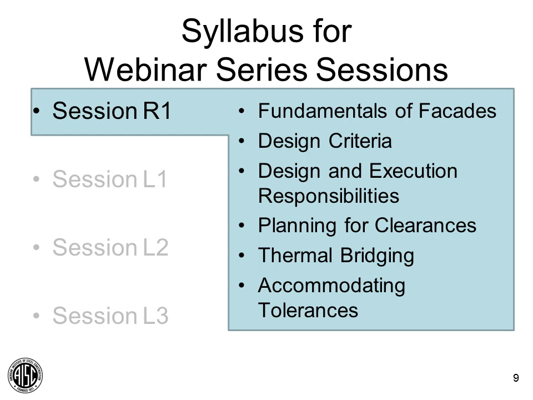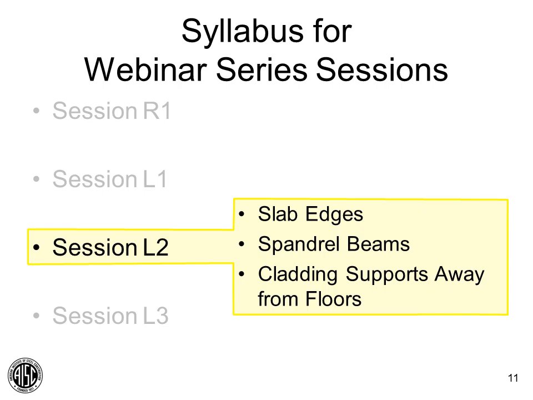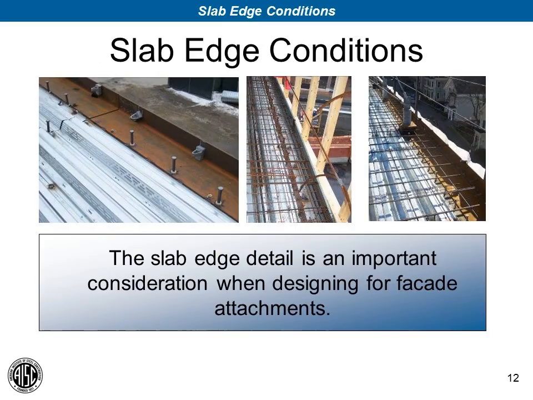So hopefully you've had access to the pre-recorded session on fundamentals of facade attachments. And last week we covered a number of different facade systems, including transitional masonry cavity walls, panelized facade systems, aluminum glass curtain walls, and how to size joints for vertical movement. Today we'll be talking about slab edges and spandrel beams, and a quick word at the very end about supporting cladding away from floor levels of the building. So let's dive right in and start discussing slab edge conditions.